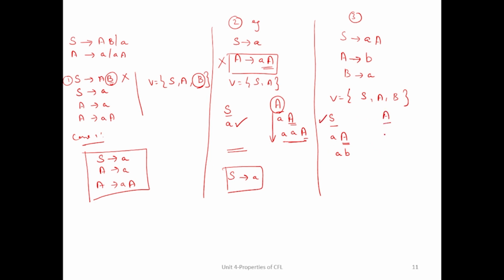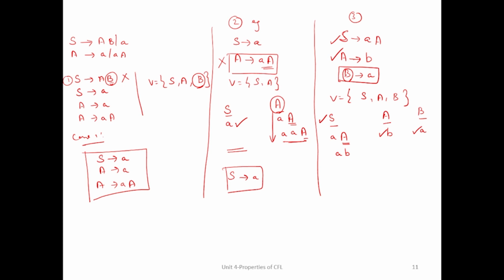If we consider A, instead of A I can substitute B, so A can also produce a string. Instead of B, I can substitute A, so B can also produce a string. But this B does not occur on the right side of the starting symbol's production. S is the starting symbol, and instead of that you can write small a capital A, and the capital A production is available. So this is relevant to the given grammar.